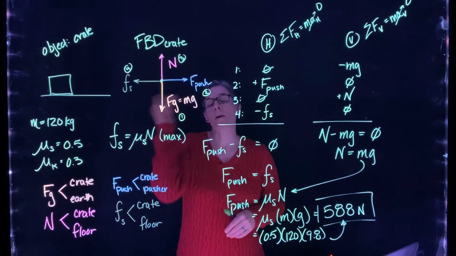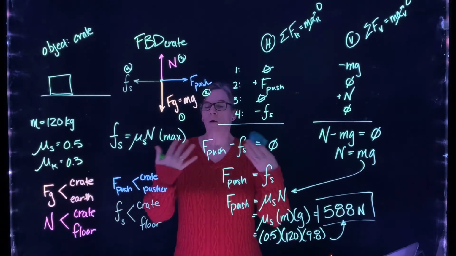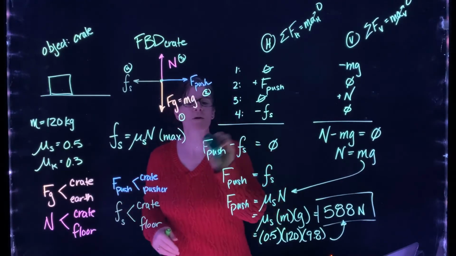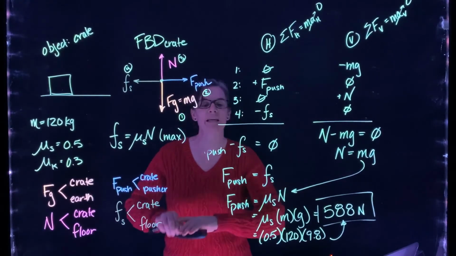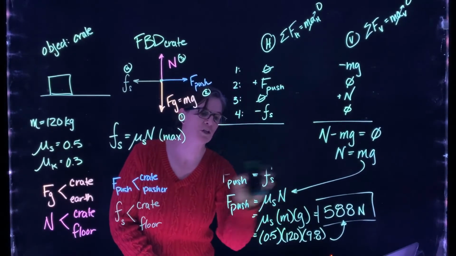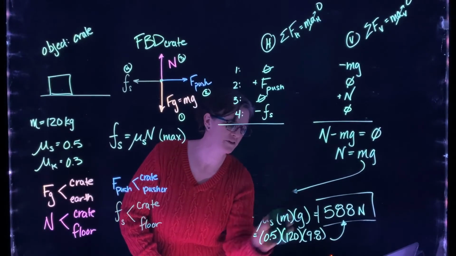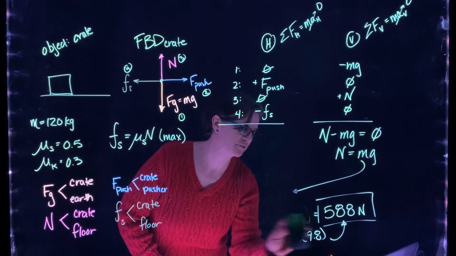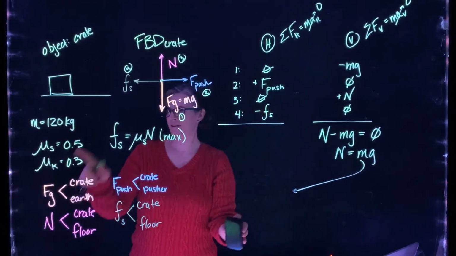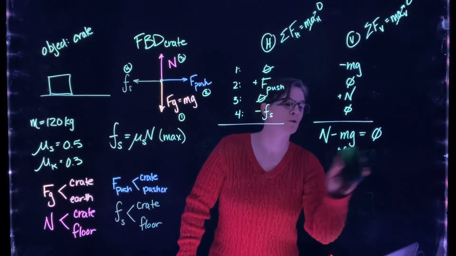Okay, so part B, that was part A. Part B says, well, if I keep applying this force, what will the acceleration of the object be? So we've just broken static friction. And what do we want to keep in mind about static friction as compared to kinetic friction? We know that our coefficient of static friction is greater than our coefficient of kinetic friction, and we see that in our values that we looked up for wood on wood.